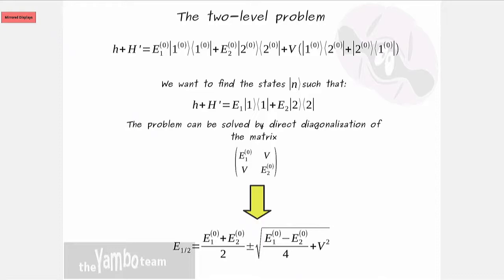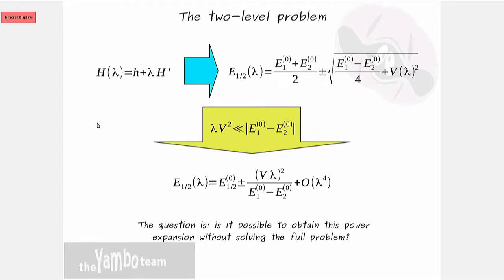You just do the expansion, you can solve exactly and find this, but then you can also take this and expand in powers of lambda when you multiply V by a lambda. And then you get that you can expand the exact eigenstates in powers of lambda. Now, of course, in this case you solve the problem exactly, it's 2 by 2, then you multiply V by lambda and you do the power expansion. Then you see, yes, I could just expand in powers.